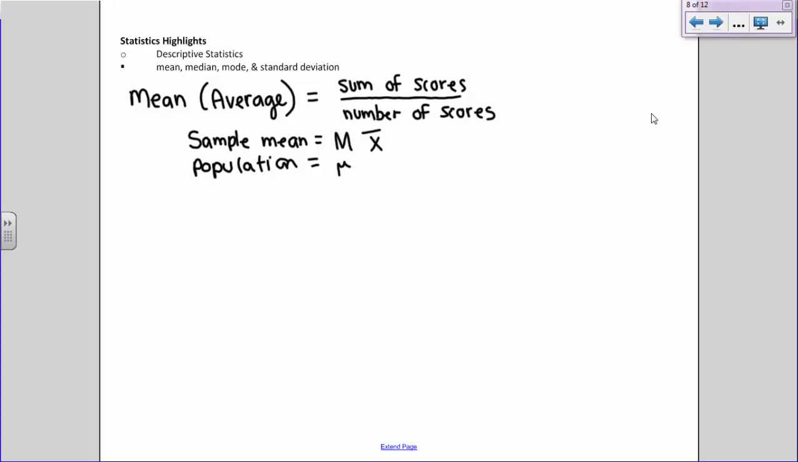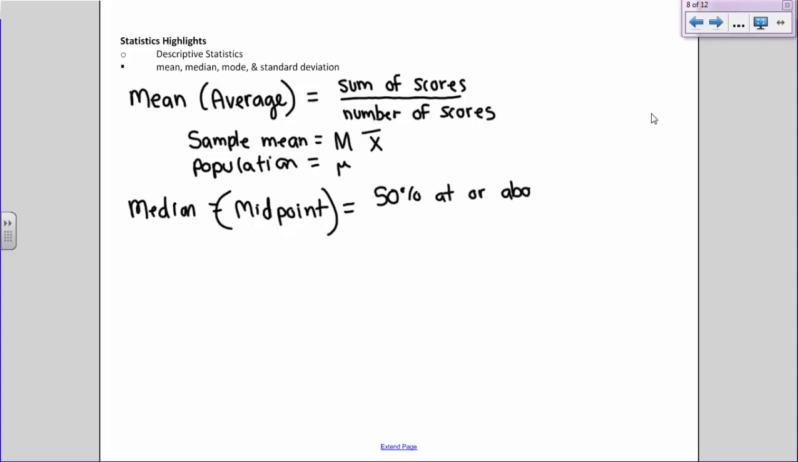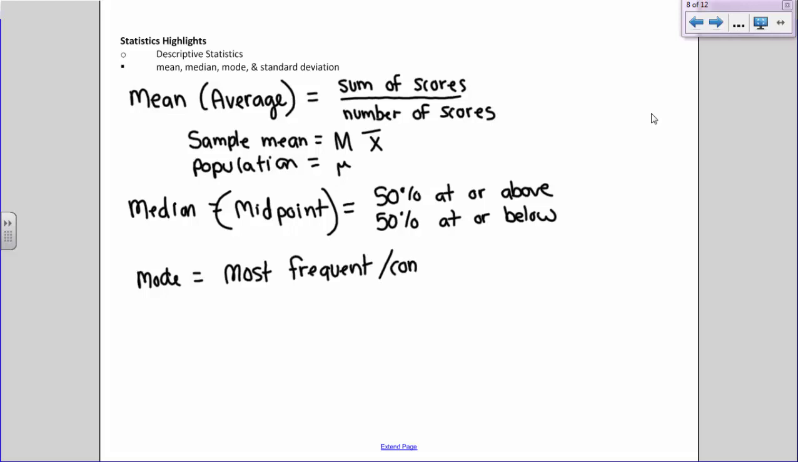Okay, the mode, well, let's do median. Median simply is the midpoint. So 50% are at or above that score, and 50% are at or below whatever the median is. Then the mode equals the most frequent or common score.